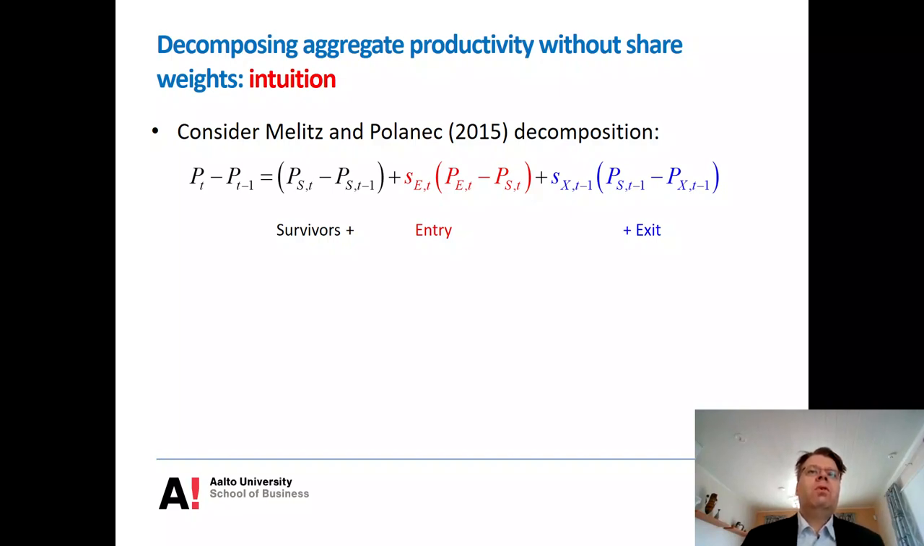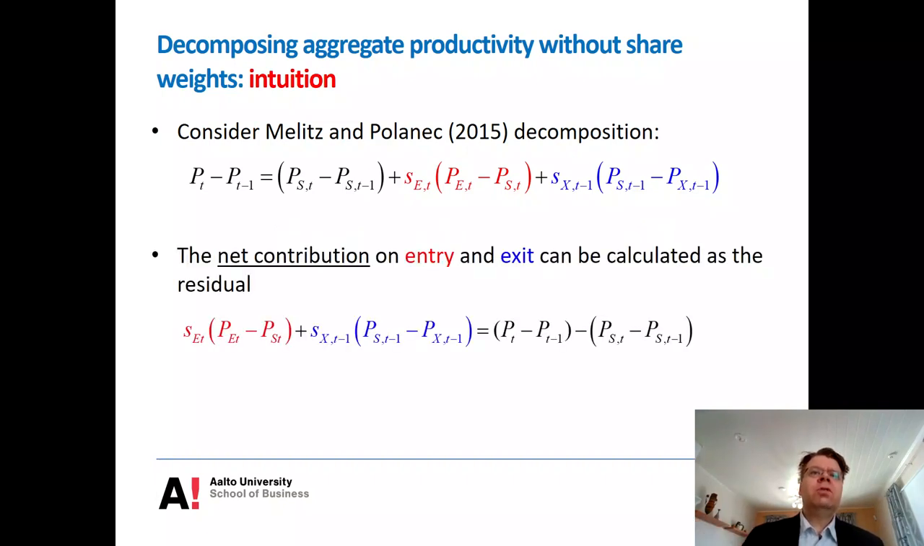So recall this suggested decomposition by Melitz and Polanec, for example. Remember that the industry level difference in productivity was attributed to the difference in the productivity of survivors, and then they had an impact of entry and an impact of exit. For clarity, I have used this color code: entry was the red color and exit was the blue color. Notice that these components of entry and exit depend on the share weights. In my view, that's one of the appealing features of this Melitz and Polanec decomposition, that we only need the share weights of the entering firms and exiting firms.